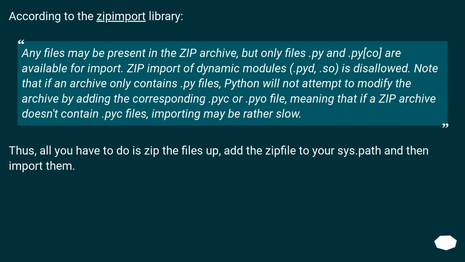According to the zipimport library, any files may be present in the zip archive, but only .py and .pyc files are available for import. Zip import of dynamic modules (.pyd, .so) is disallowed. Note that if an archive only contains .py files, Python will not attempt to modify the archive by adding the corresponding .pyc or .pyo file, meaning that if a zip archive doesn't contain .pyc files, importing may be rather slow. Thus, all you have to do is zip the files up, add the zip file to your sys.path and then import them.